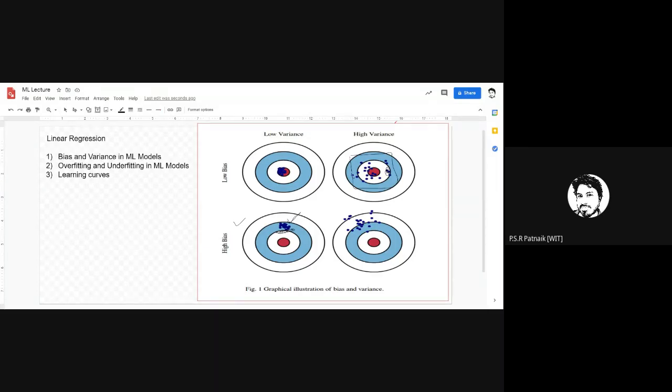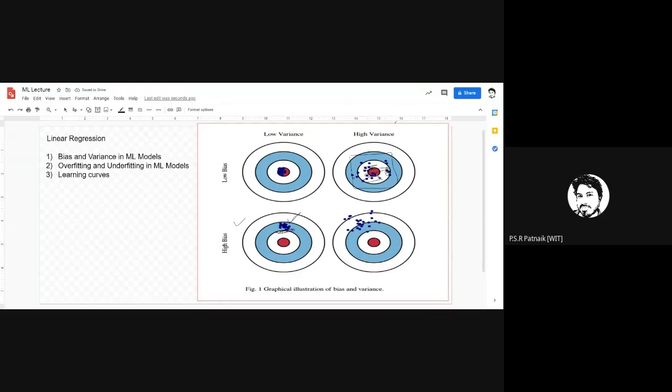But he has a low bias. He is on the target, he is able to aim at the target, but he is deviating every time. This is called high variance. So every time you predict, it changes. The difference between each predicted value is very high in this case. Consider the difference between this point and this point, this point and this point. This is called high variance.